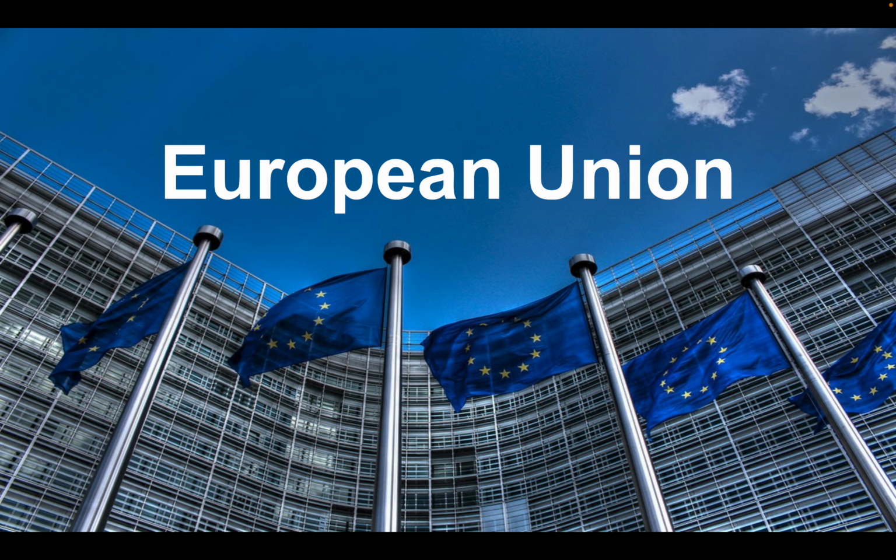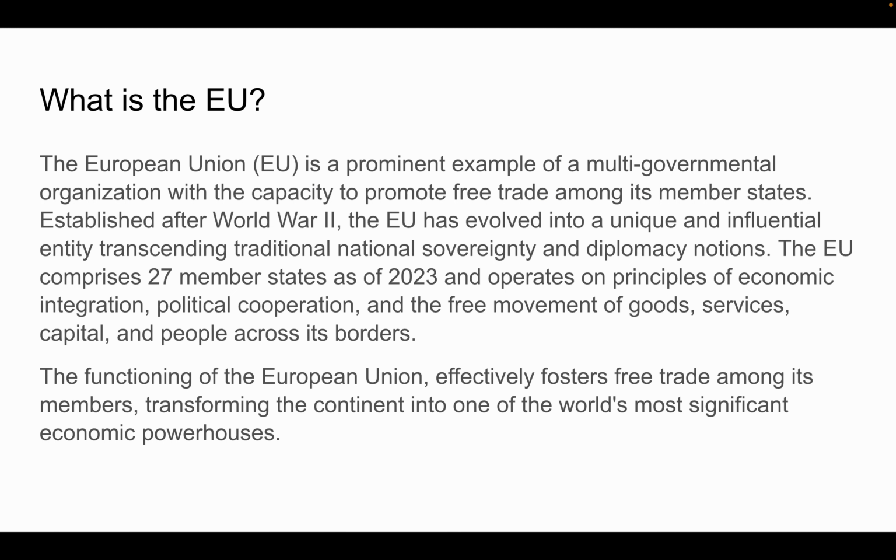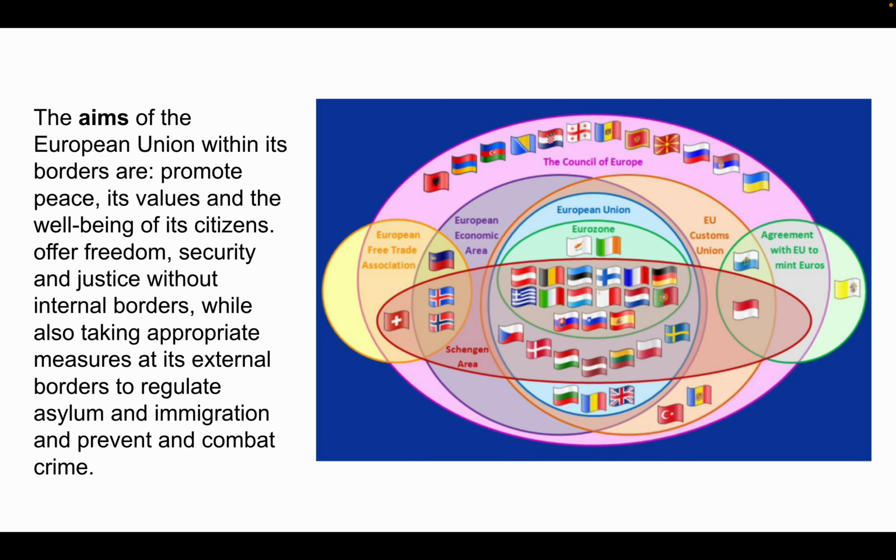So more specifically about the European Union. So what is the EU? As I've said before, the EU is a prominent example of an MGO, so this is a multi-governmental organization with the capacity to promote free trade among its members. It was established after World War II. The EU has evolved into a unique and influential entity transcending traditional notions of national sovereignty and diplomacy. So effectively, the functioning of the EU fosters free trade among its members, transforming the continent into one of the world's most significant economic powerhouses.